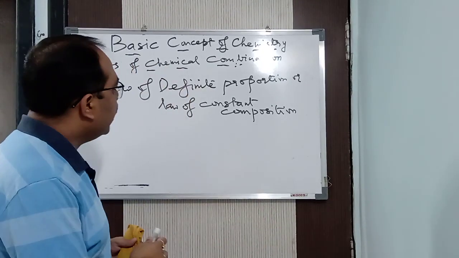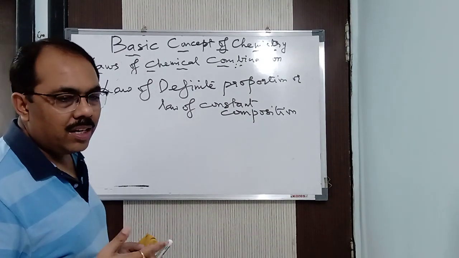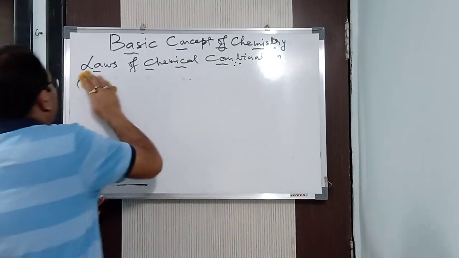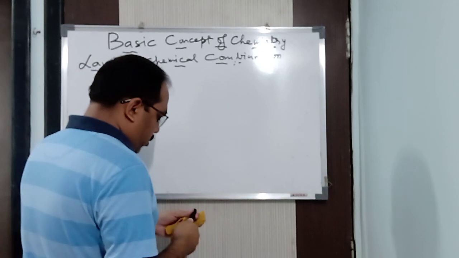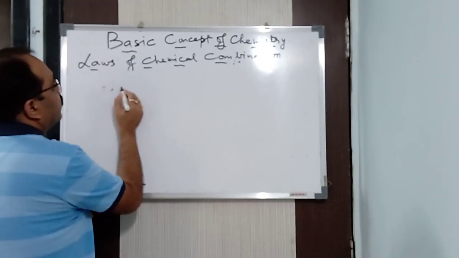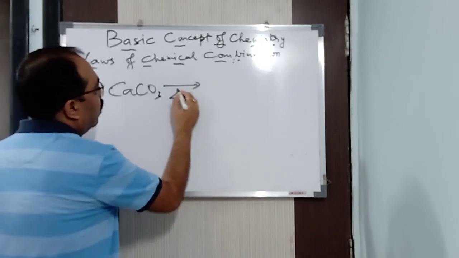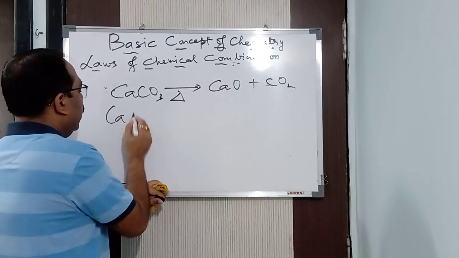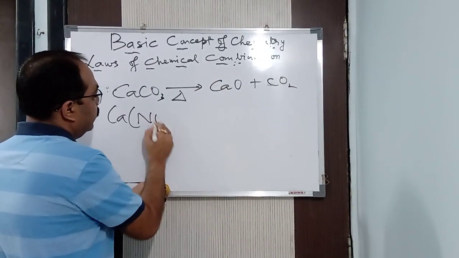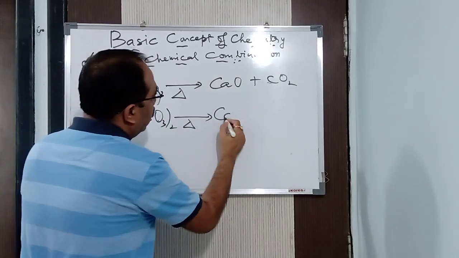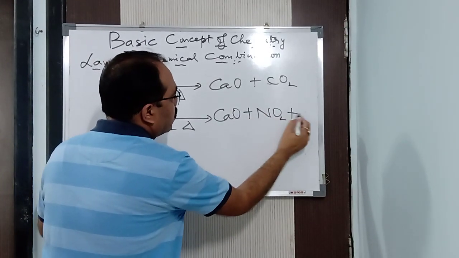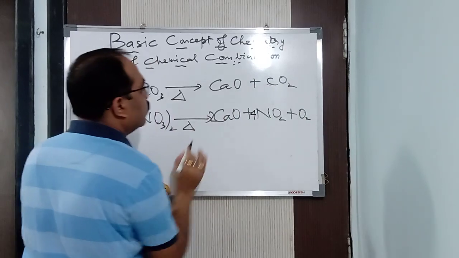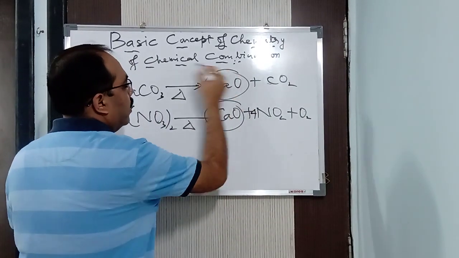Okay, fine. Now we will explain this further by taking an example. That is the law of definite proportion. See now. So we are taking calcium carbonate. On heating it gives calcium oxide plus carbon dioxide. Now we are taking calcium nitrate. On heating it will give you calcium oxide plus nitrogen dioxide plus oxygen. Alright, 2CaO plus 4NO2 plus O2. So in both cases you are getting calcium oxide.